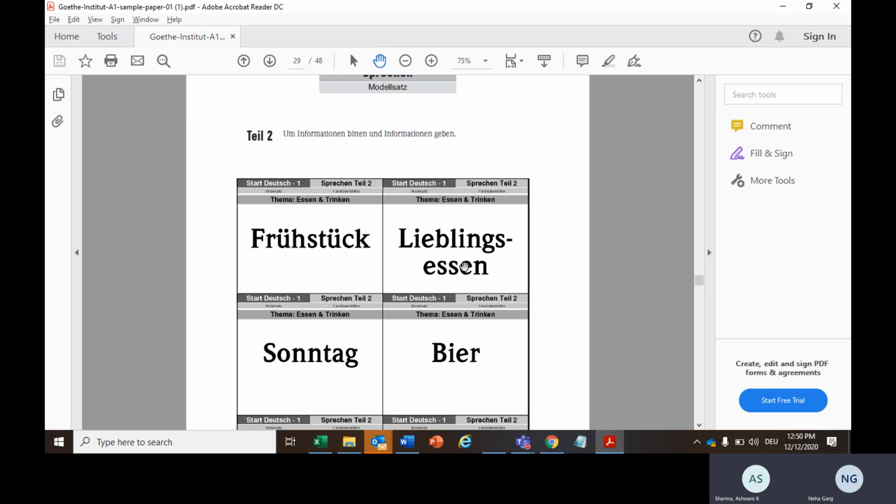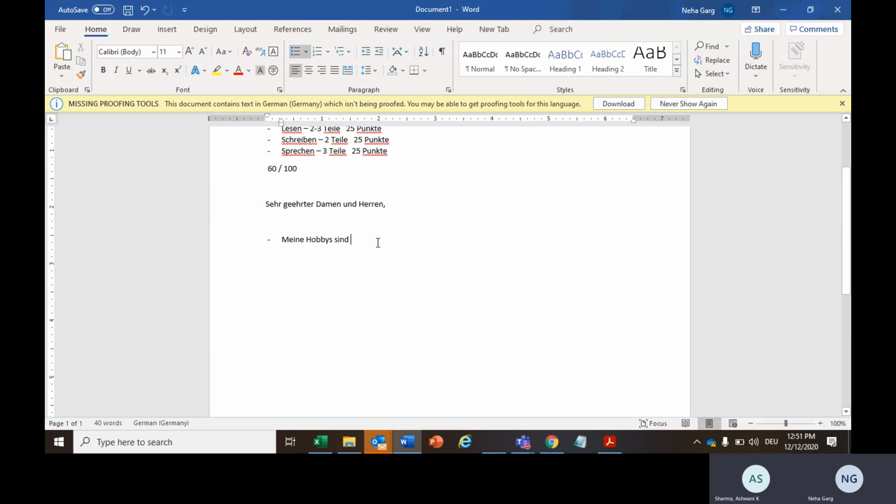Mein, das Essen. So mein, not meiner. Mein Lieblingsessen ist. Why mein? Because Essen is das Essen. Das Lieblingsessen, it's not die Lieblingsessen. Had it been die, then you would have put meine. If you are telling just one favorite food, then you will use mein. If you are saying multiple, then meine, because then it's going to be plural anyways. Meine Lieblingsessen sind, oder mein Lieblingsessen ist.